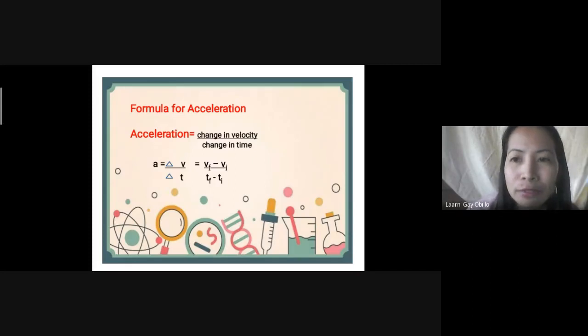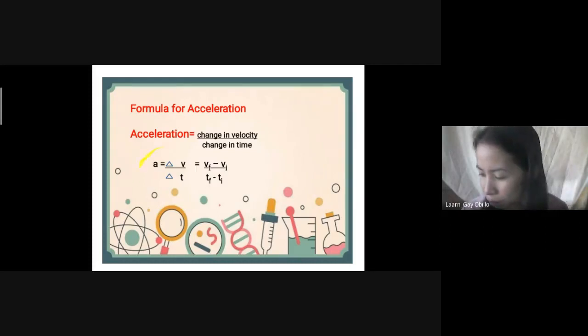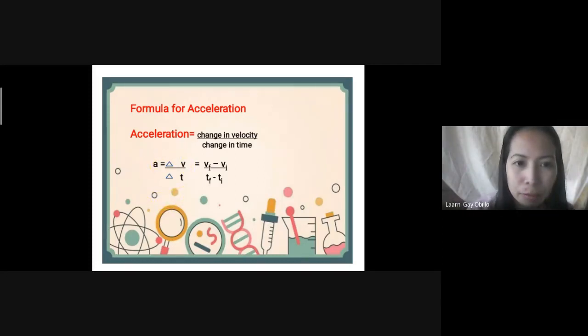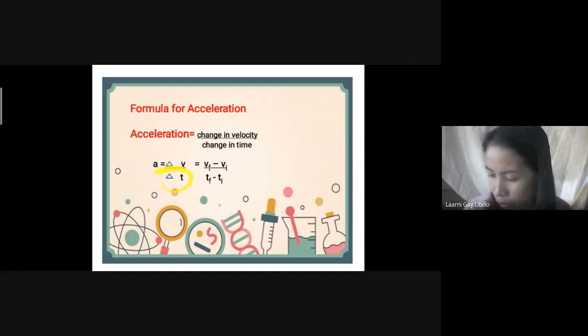So, the formula for acceleration is equals to change in velocity over change in time. So, nakikita natin yan, yung nandito sa ilalim. And, okay, yung triangle na yan is the change in velocity, which is equals to final velocity minus initial velocity, or v sub f. F stands for final velocity, and i is for initial, kaya v sub i. And the change in time, this one, is equivalent to t sub f, which is the final time minus initial time.